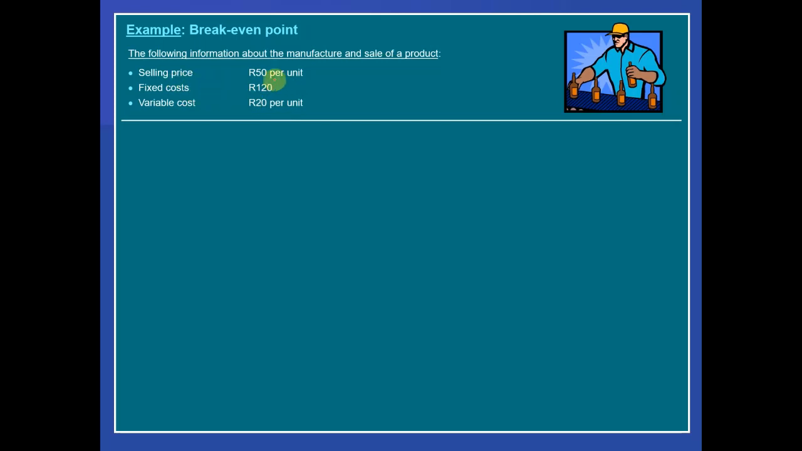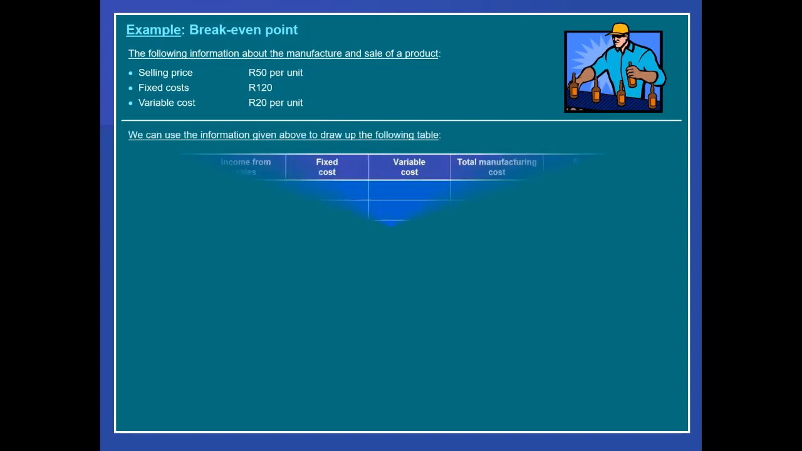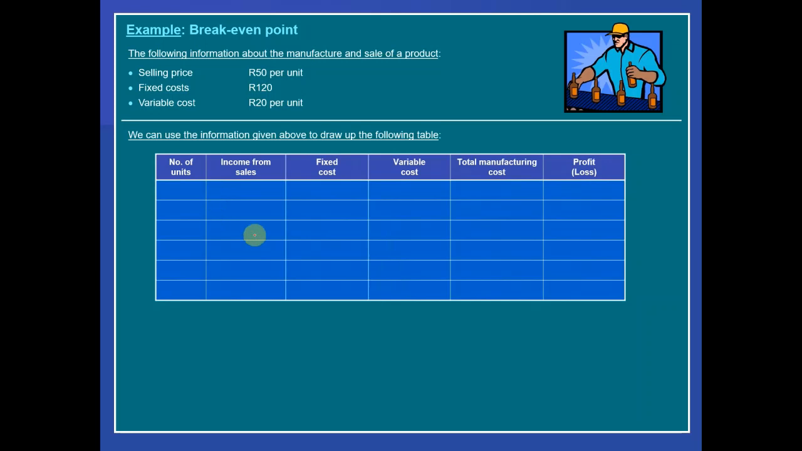We have a selling price of 50 Rand per unit, a fixed cost in total of 120 Rand, and then the variable cost is 20 Rand per unit. So let's draw up a table by trial and error to see how much profit we make for the various quantities of units that we may produce and sell.